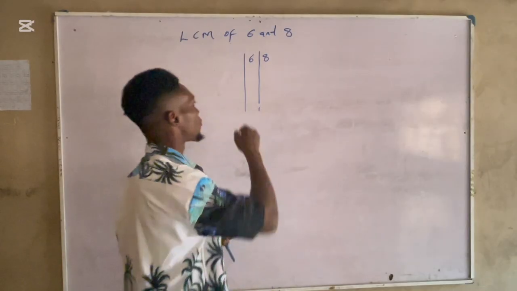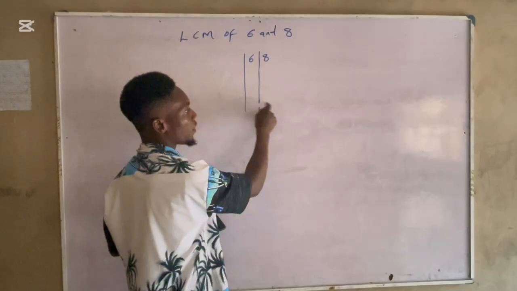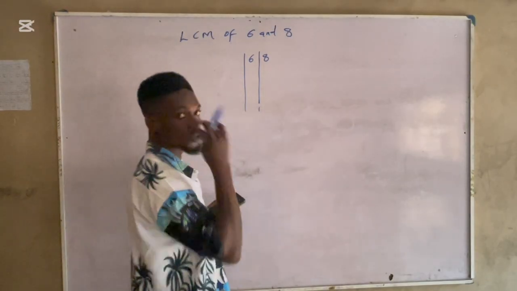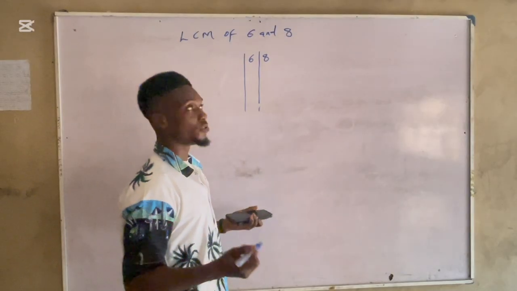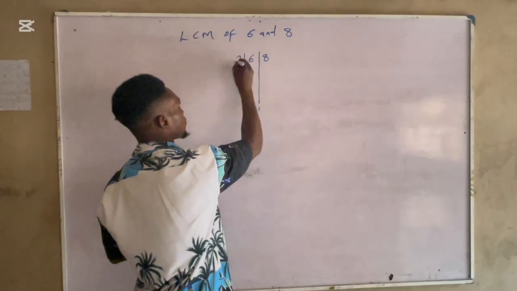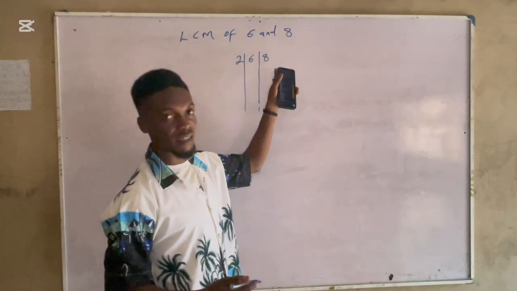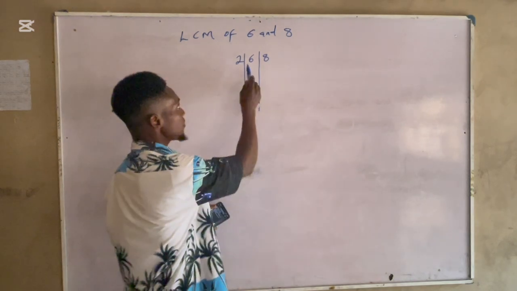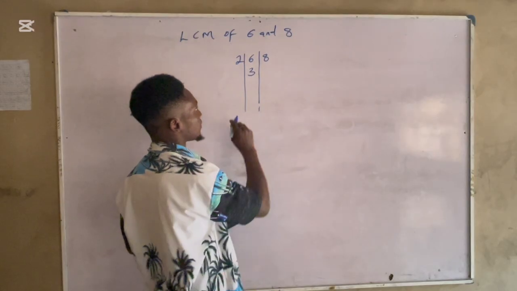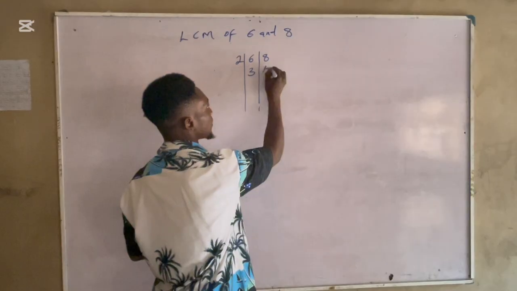Our aim in this is to continue dividing these two numbers until we arrive at 1, 1. Nothing can go again. So I choose 2 first. It's your choice. You can decide to choose 3 because 3 can divide 6. It will work. But I want to start with 2 because in my mind I know that 2 can divide 6 and can also divide 8 without the remainder. So here now, 2 into 6 will give us 3. 2 into 8 will give us 4.